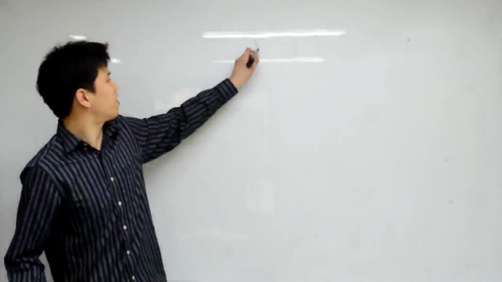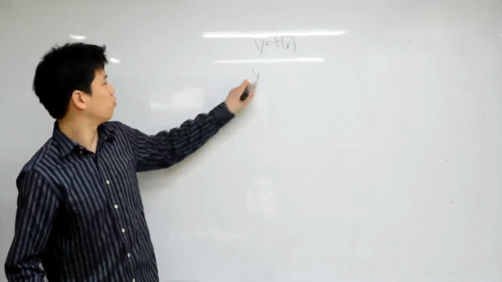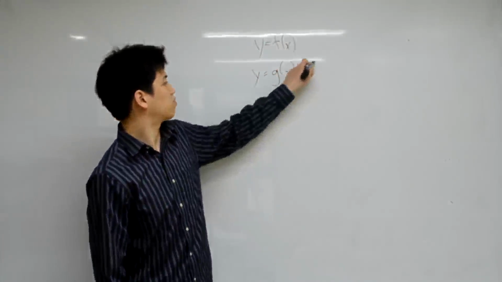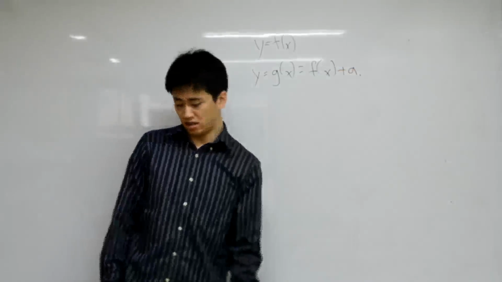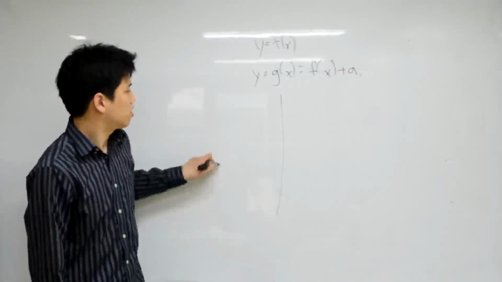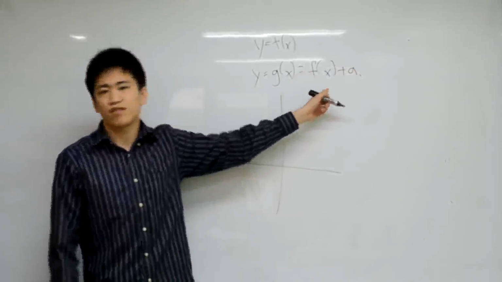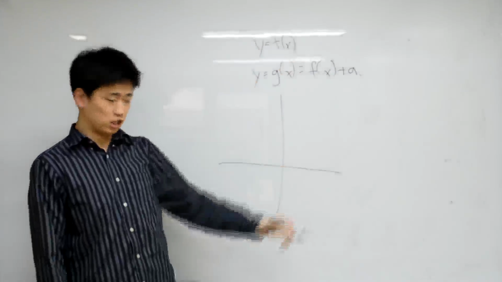Suppose we have a function f of x, and then we have another function y equals g of x, where g of x just equals f of x plus a, for example. A is just a constant here. The graph for g of x will be the graph of f of x shifted up by a units. So this is a vertical translation.